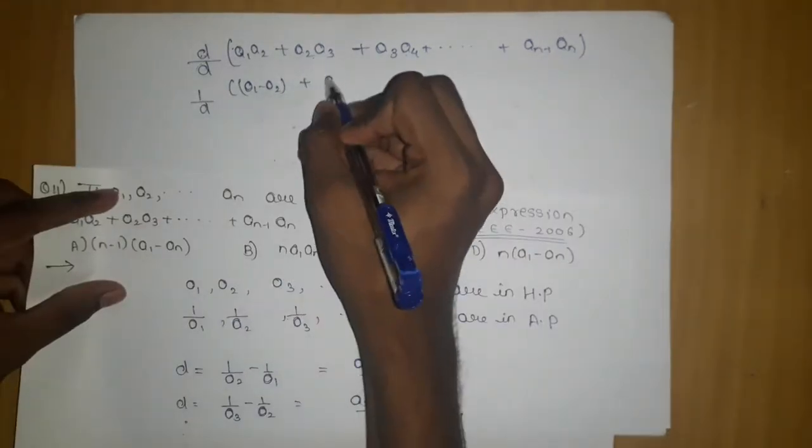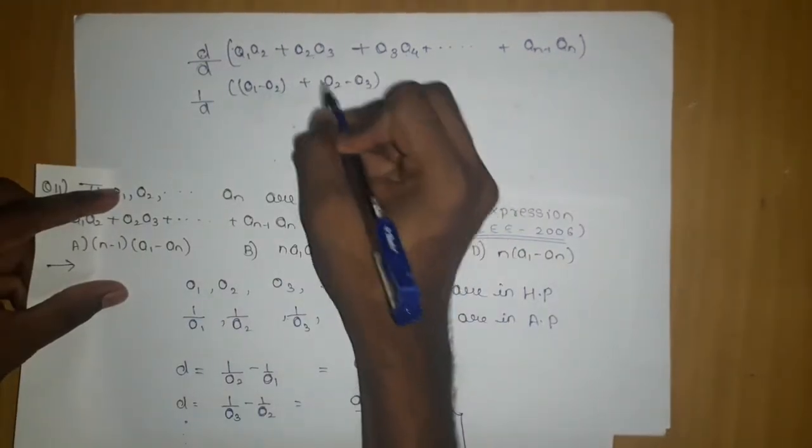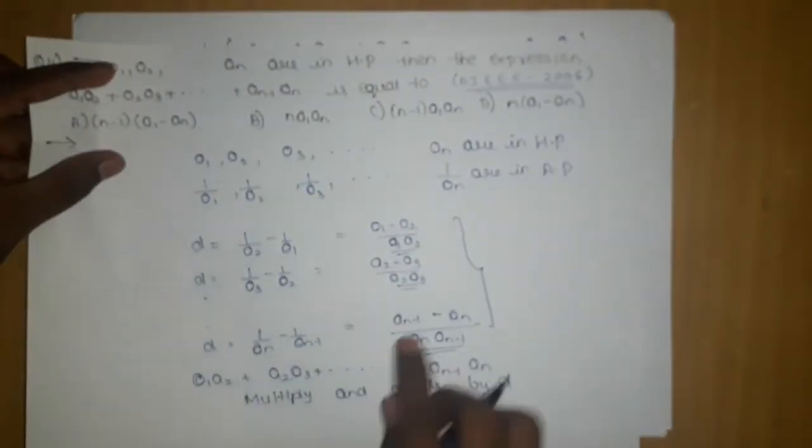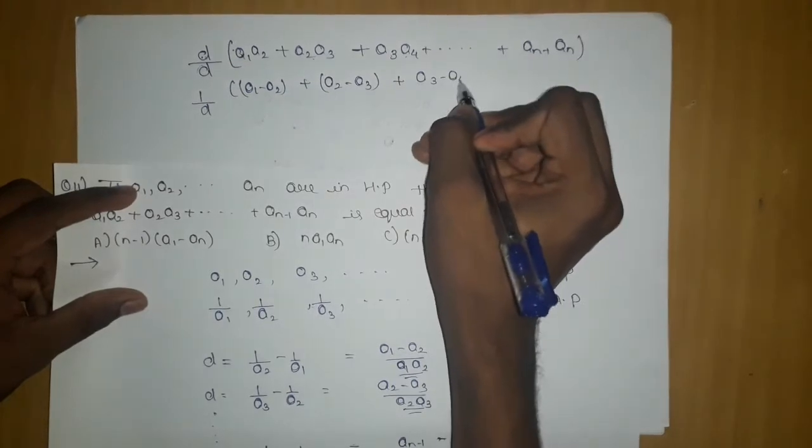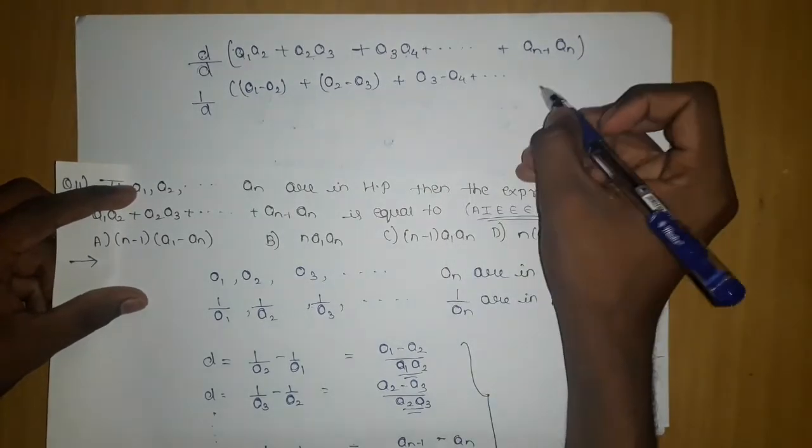from the second one a2 minus a3, from the third one I will be left with a3 minus a4 and so on. What will be the last term?